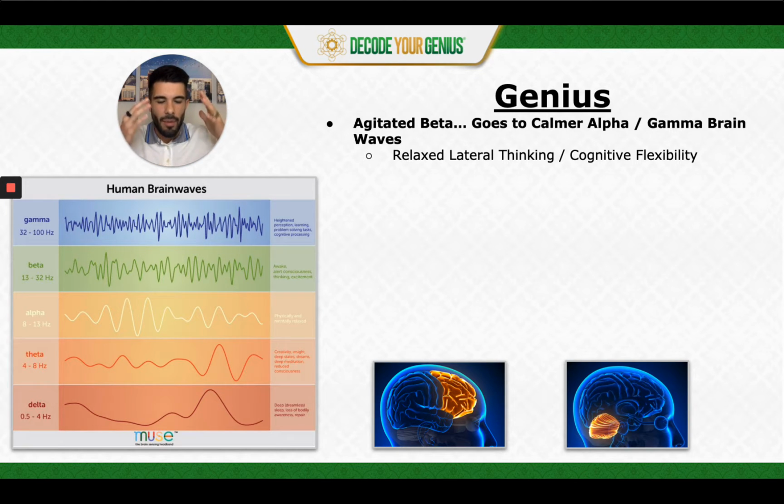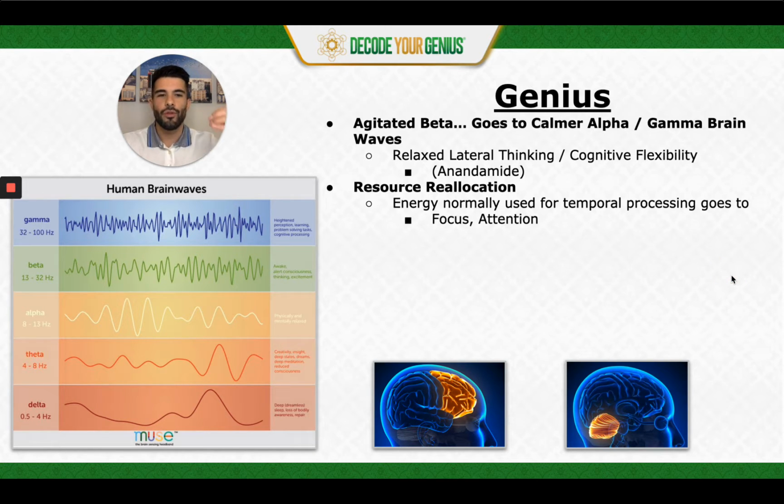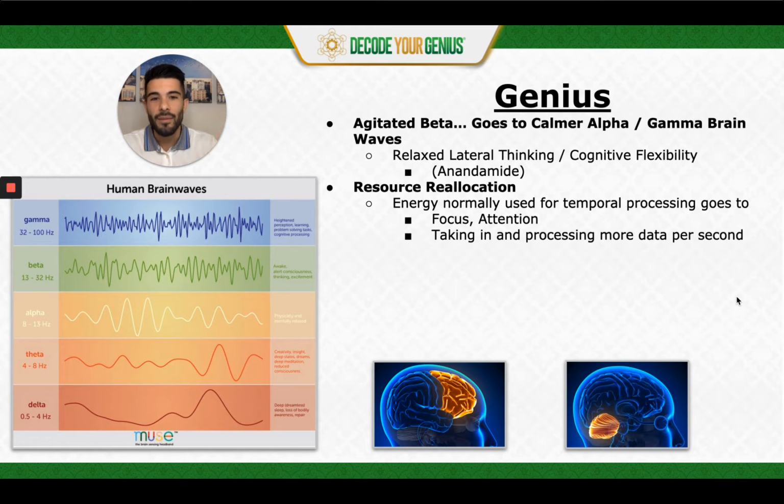Cognitive flexibility is about not being rigid in the same way. It's expanding the mind and putting new things together. Okay, this is a trait of genius. And again, everybody has their own unique genius. Anandamide is connected with that as well, neurochemical. And what we see here is resource reallocation. So energy normally used for, say, temporal processing is redirected in the brain to different areas, so that there's an increase in focus, attention, taking in more data and processing it per second.